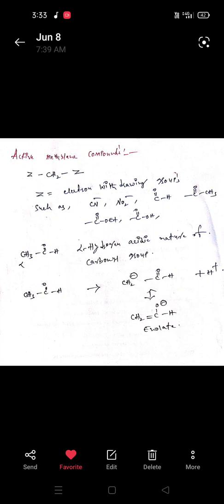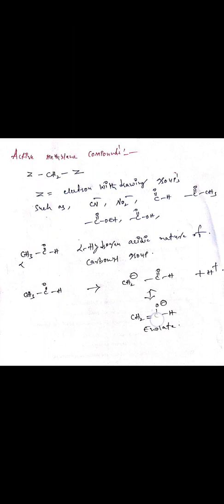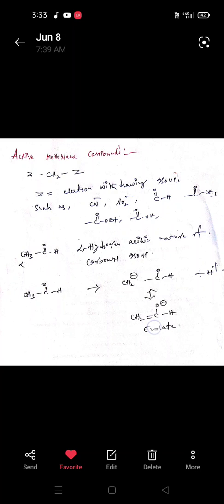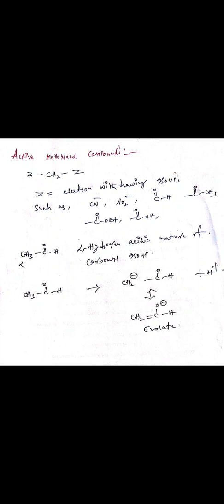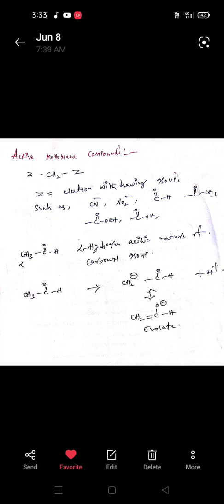We are using electron withdrawing groups like cyanide, nitro, carbonyl and acetyl groups, and esters and acids are also used as electron withdrawing groups, according to the plus I and minus I effects. Generally, the minus I groups act as electron withdrawing groups and the plus I groups are electron donating groups. The electron withdrawing groups increase the stability of the carbon ions, so that's why we are using them.